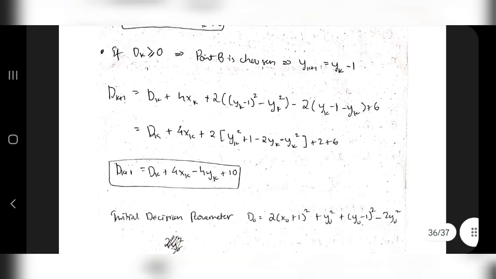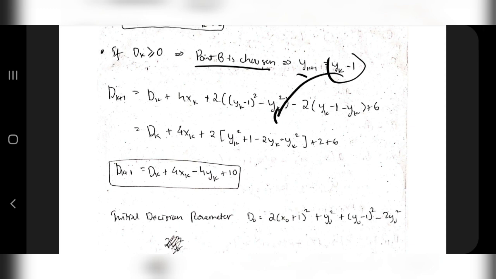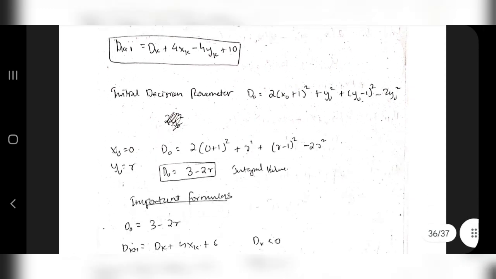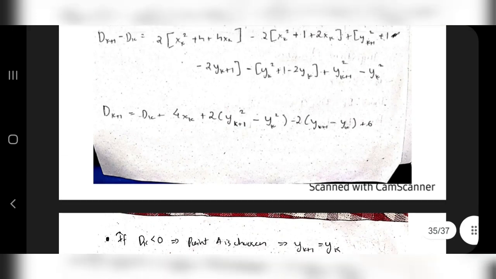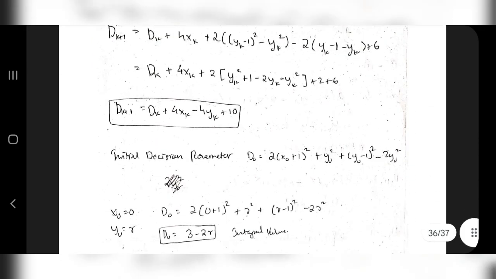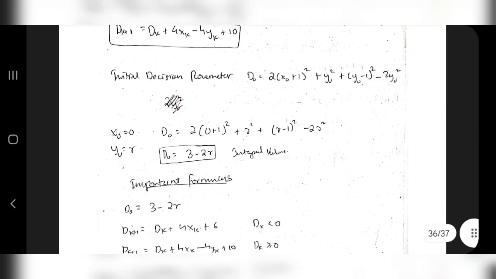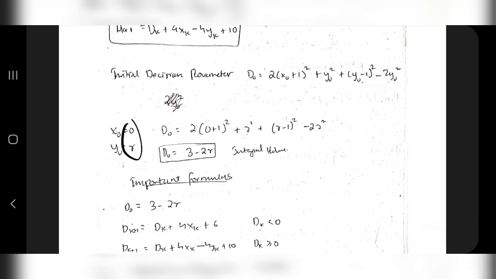If it's greater than or equal to 0, point B is chosen, yk plus 1 is written as yk minus 1, and that value will be substituted here, and this is the answer which you get. And for finding the initial decision parameter d naught, first we'll take this official formula, and after that we'll substitute the values of the first point. In the first point, x is 0 and y is r. Substitute those values here, you'll get the answer 3 minus 2r. This is the first value which you have to take.